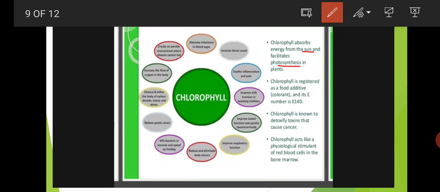Chlorophyll is registered as a food additive, and its number is E140. Chlorophyll is known to detoxify toxins that cause cancers. And chlorophyll acts like a physiological stimulant of red blood cells in the bone marrow. These are all the chlorophyll uses and benefits.